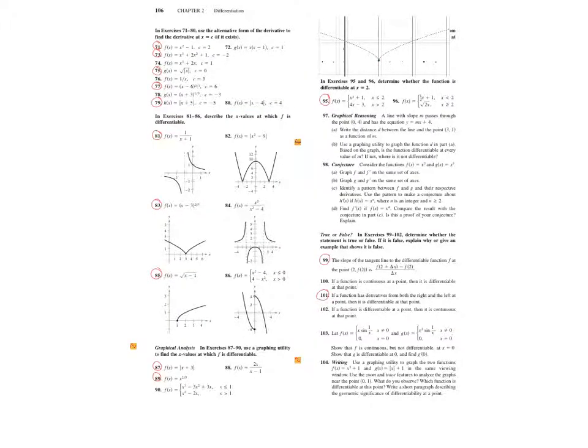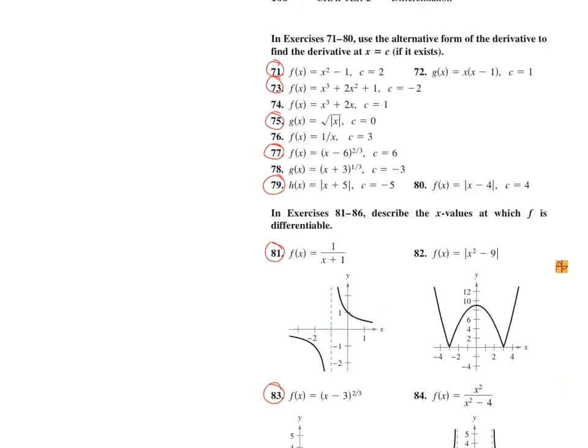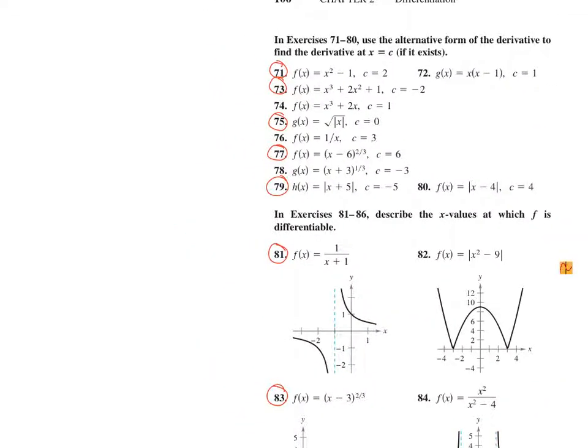Alright, actually let me go ahead and use the alternative form here. I'll do 74 real quickly as an example. The alternative form says that we have the limit as x approaches c of f of x minus f of c over x minus c. And here we're finding that c is 1, so we're actually finding f prime of 1 here, guys.